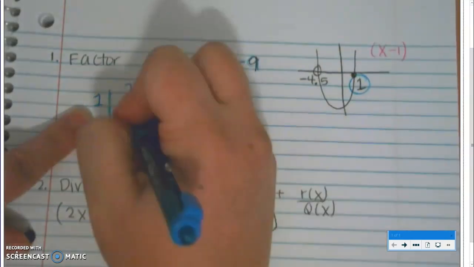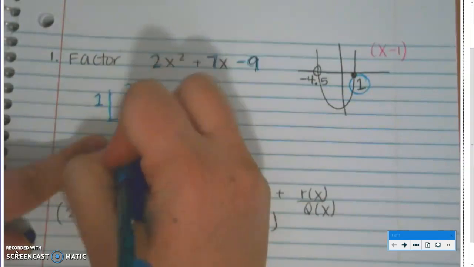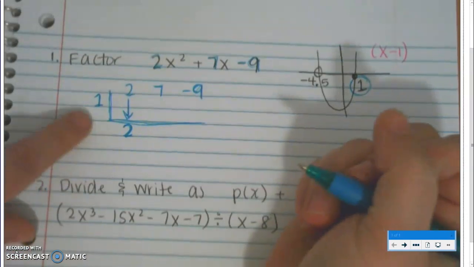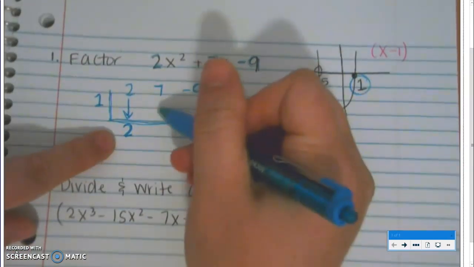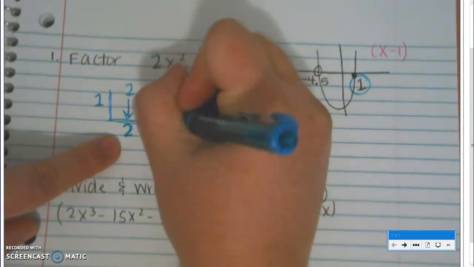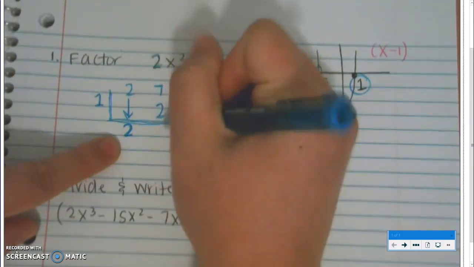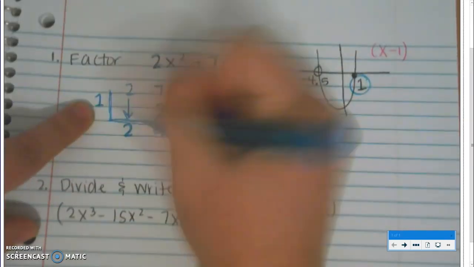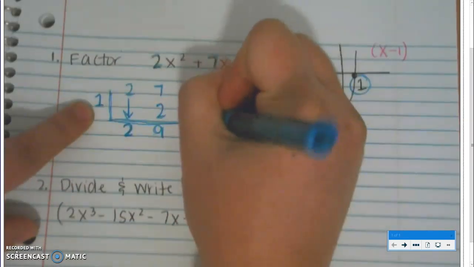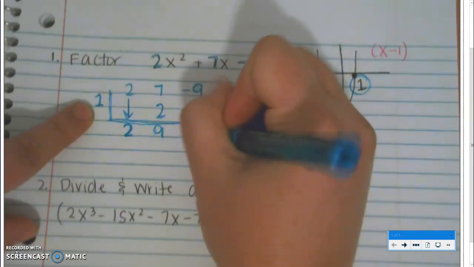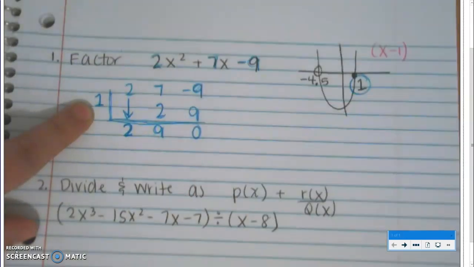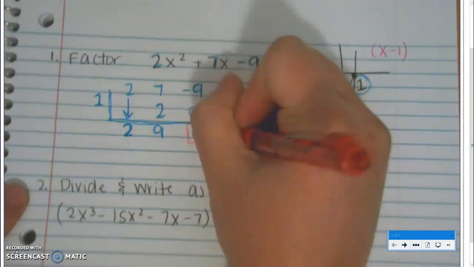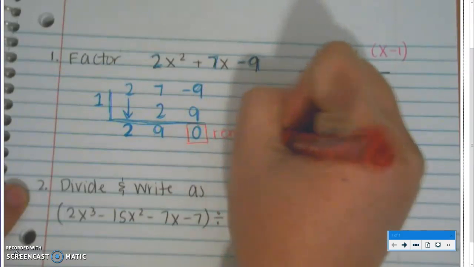The first part of synthetic division is you just drop that very first number all the way down to the bottom. And then we're going to multiply, put that number here. So 1 times 2 is 2. And we're going to add. 7 plus 2 is 9. Multiply. 1 times 9 is 9. Add. Multiply, add. Multiply, add. This last number is where the remainder shows up. So that last number is the remainder.